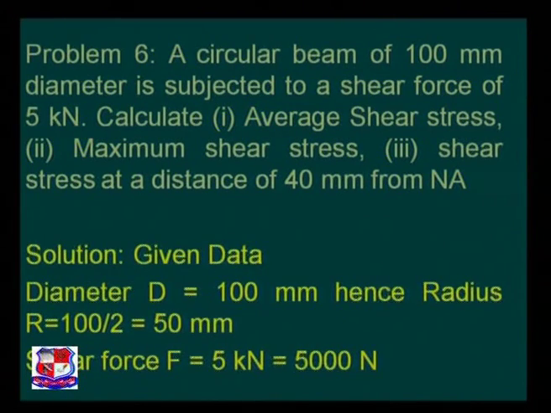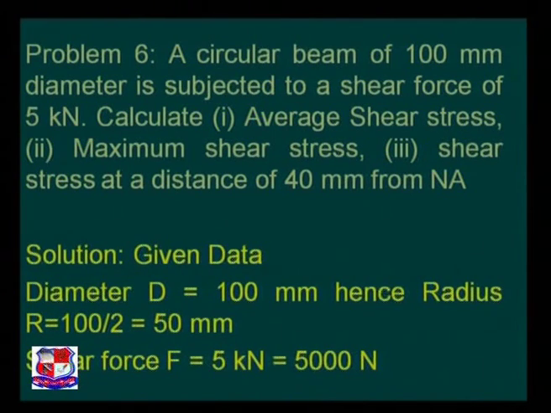A circular beam of 100 mm diameter is subjected to a shear force of 5 kilonewton. Calculate average shear stress, maximum shear stress, and shear stress at a distance of 40 mm from the neutral axis. Please read the data carefully.